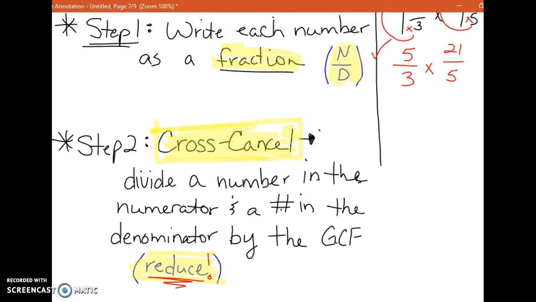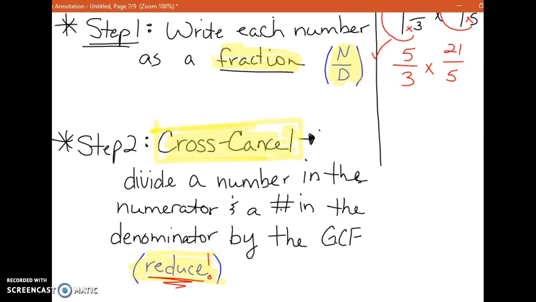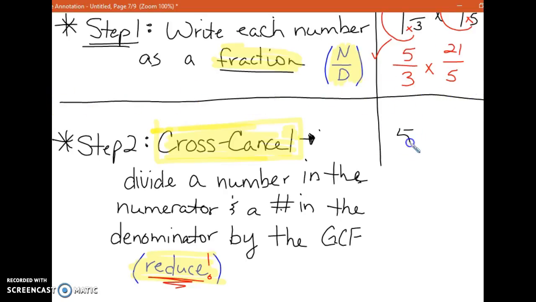So over here in our example, right now we have 5/3 times 21/5. Okay? That's step 1. Now in step 2, we're going to ask ourselves what two numbers, one from the top or one in the numerator and one in the denominator, can we reduce? Okay.